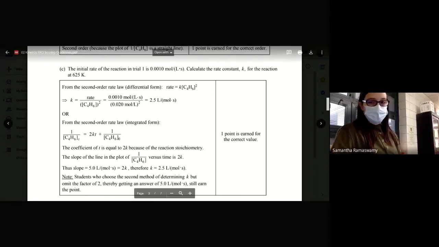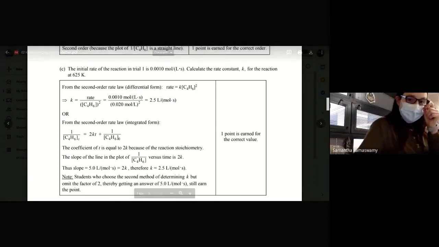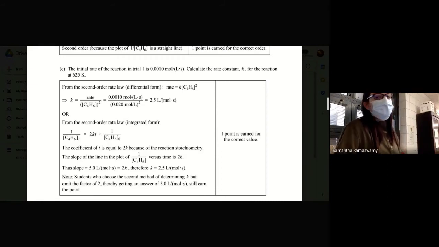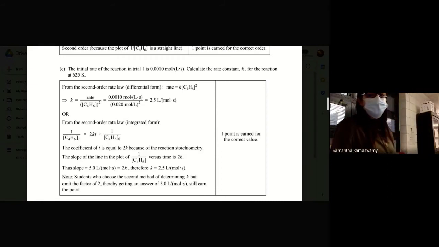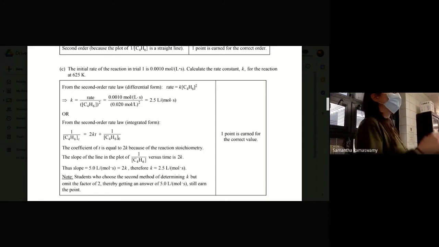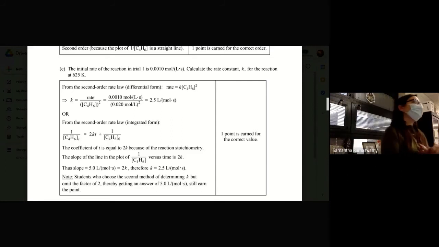If you look back at the concentration versus time graph, the initial concentration was 0.02 molar. And if you did that, you got 2.5 per molar per second. Just know that liters over mole times seconds is per molar per second. Or you could have solved using the integrated rate law or the slope.